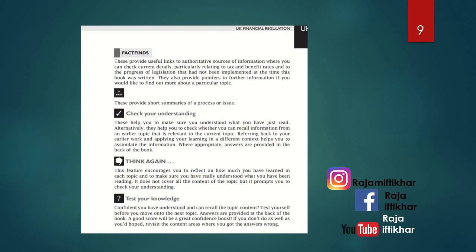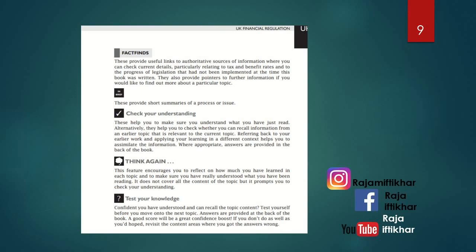Fact finds, that's really important. What a fact find does is give you external resources. Let's say you're talking about taxation, then they'll give you the website of HMRC, so you can have a better understanding. Go to that link if you want to study in depth the taxation of the United Kingdom.